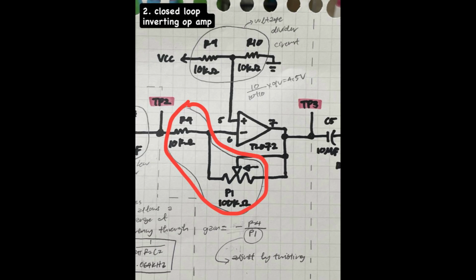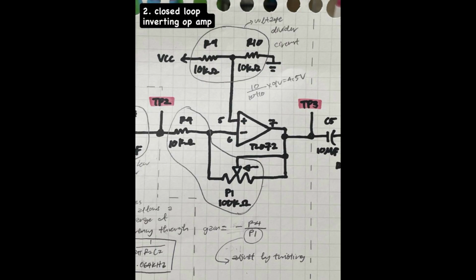For the second stage, R4 and P1 are used to calculate the gain. The formula for the gain is minus R4 over P1. This value can then be adjusted by adjusting the potentiometer by twisting it. R9 and R10 once again form a voltage divider circuit for biasing, like the previous voltage divider circuit in stage 1. Using the same formula, I got an input voltage of 4.5 volts.